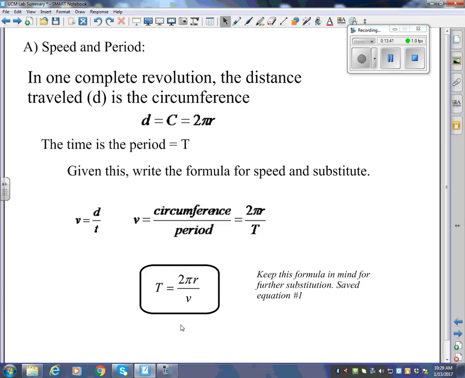Then I'm going to flip. I'm going to say that's equal to v, and I'm just going to take the T and put it up there and put the d down there. And I'm going to come up with T equals 2 pi r over v, and I'm going to call this saved equation number 1. Put it on the mental clipboard. T equals 2 pi r over v.